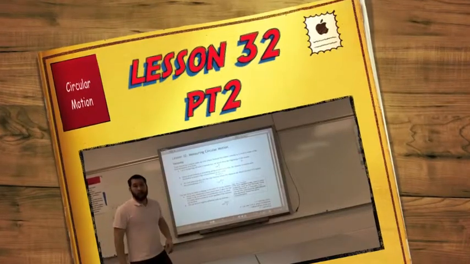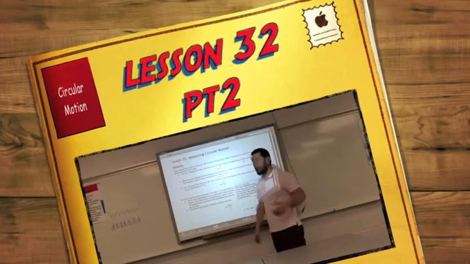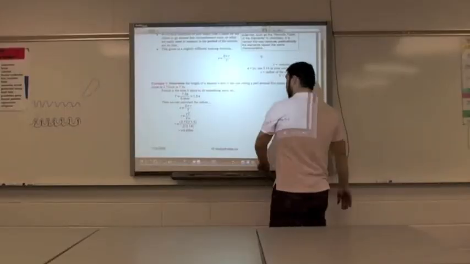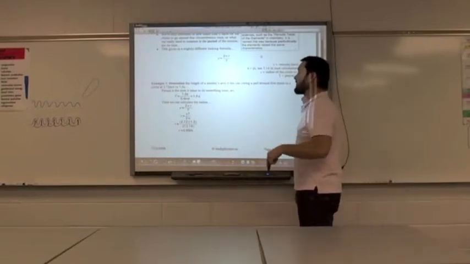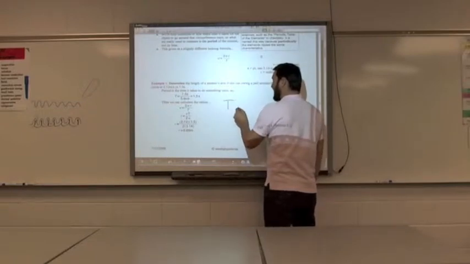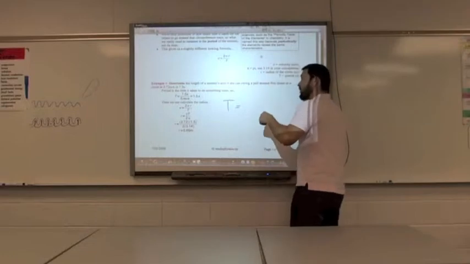Okay, we're just going to quickly go through the examples, just so that you have an idea of how to do the work. If we look at the first one, it's an example of a velocity. Determine the length of a student's arm if she can swing a pail around 5 times in a circle. So period of rotation is, again, how many times per it takes to do a revolution.